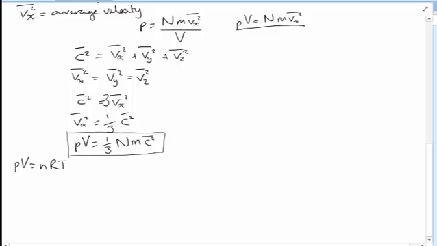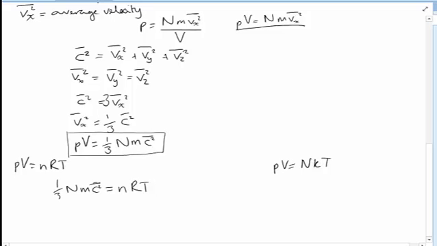You can alternatively do this with PV equals NkT, and the rearrangement goes in a slightly different way. We're going to just follow the PV equals nRT route. So we've got two things which equal PV, so let's equate those. So 1/3 N m c squared bar is equal to nRT.